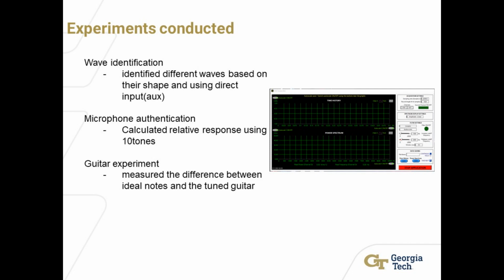There were three main parts to this experiment. The first one being the wave identification, which we identified the different waves provided to us based on their shape using a direct input. The second experiment was for us to validate the relative response of the microphone using 10 different tones at 10 different frequencies. And lastly, the third experiment, which we had to come up with ourselves, was the guitar experiment, where I measured the difference between the ideal notes played on an online guitar and the tuned guitar that I have in my house.